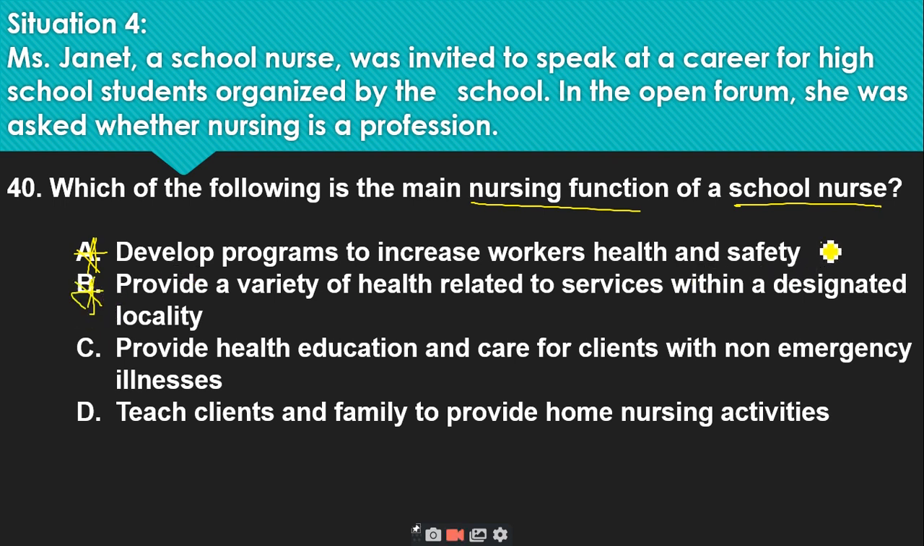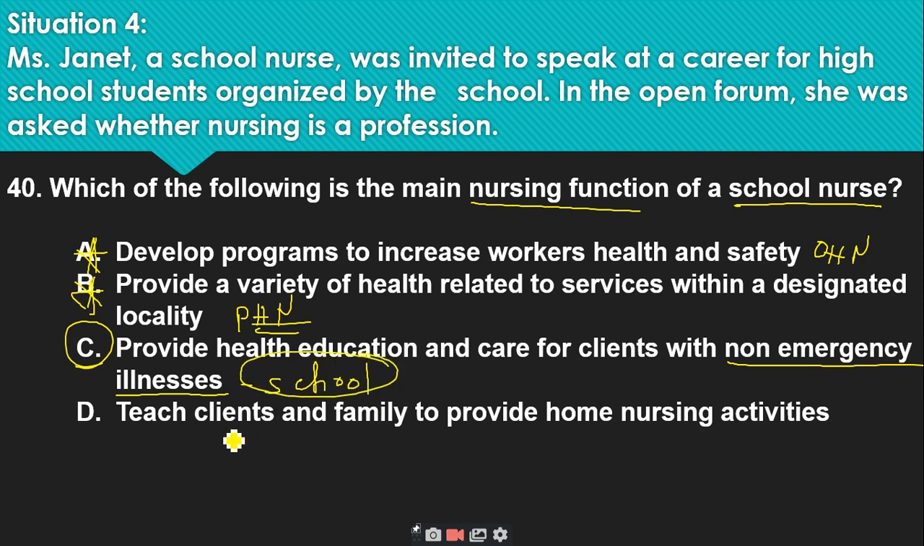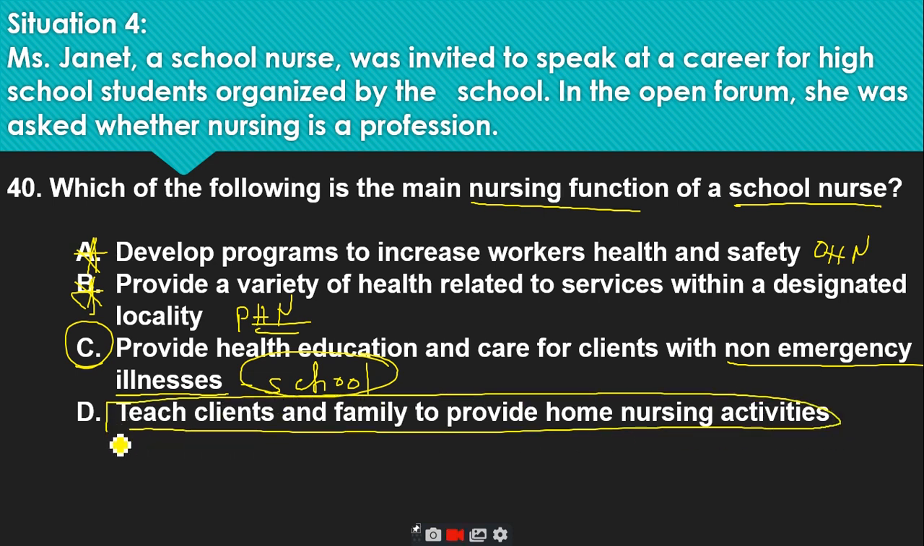Letter A is basically for occupational health nurses, or the occupational registered nurse. Letter B, provide a variety of health related services within a designated locality. That's going to be for public health nurses. And of course, is it C or D? The best answer is letter C. Provide health education and care for clients with non-emergency illnesses, specifically in school, because that's going to be the priority intervention of a school nurse. Letter D, teach clients and family to provide home nursing activities. That's going to be focused on the role of public health nurses.